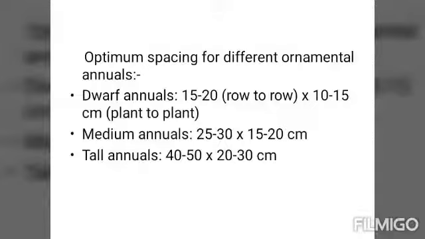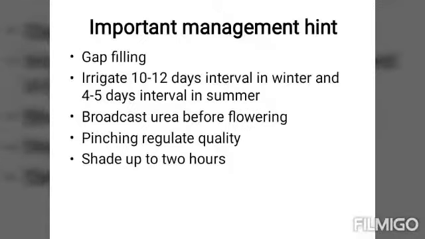And second is the medium annuals, which are not that tall, not that dwarf in nature. The spacing should be 25 to 30 row to row, and 15 to 20 centimeter plant to plant. And for tall annuals, the spacing should be 40 to 50 row to row, and 20 to 30 centimeter plant to plant. So you have to keep this in mind while you do the plantation. The spacing should be according to this, so that it will look more specific and more attractive.